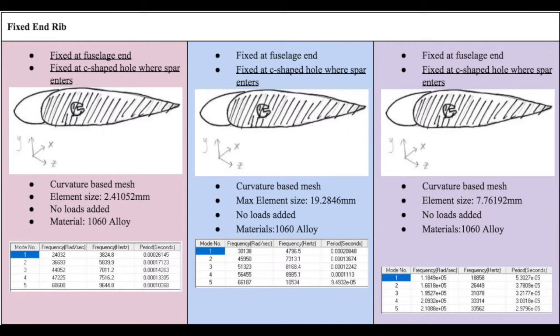The fixed-end rib was fixed at the fuselage end and at the C-shaped hole where the spar would be attached. The frequencies increased with each iteration of the part. The frequencies of the Falcon V5 model were an order of magnitude larger than the Falcon V4 frequencies.